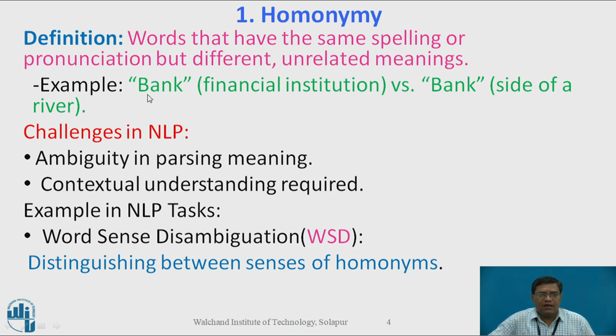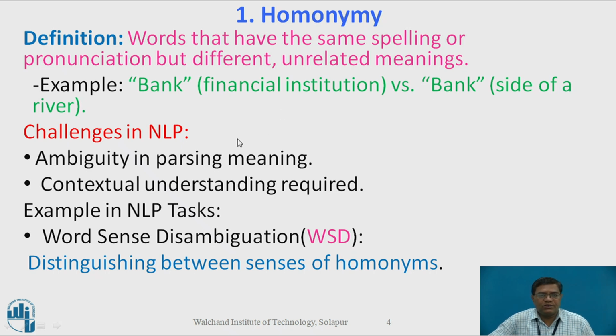If I say I go to the bank to deposit money, in this case deposit and money are the contextual words which determine the bank as a financial institution. If I say I am going to the river bank for swimming, here swimming and river are the contextual words for deciding the meaning of bank as the side of a river.